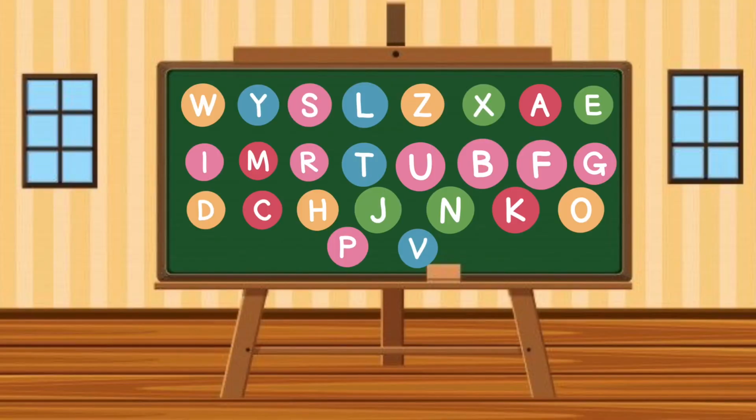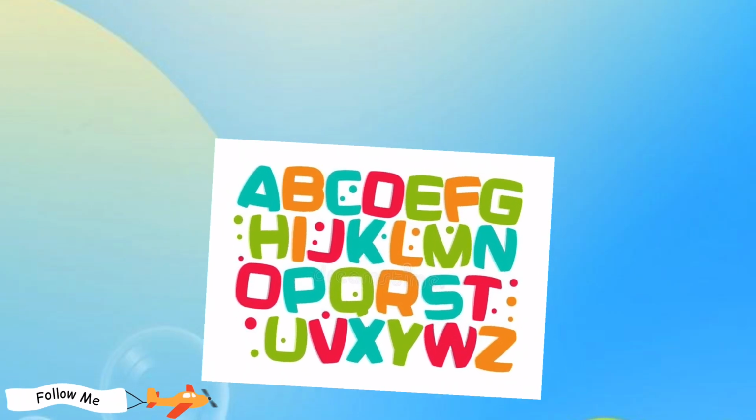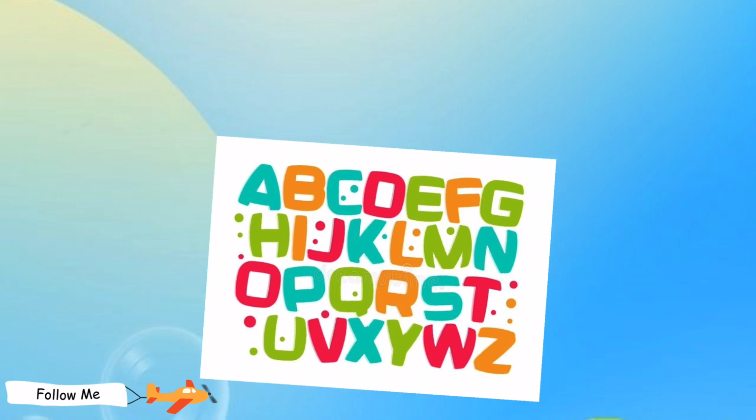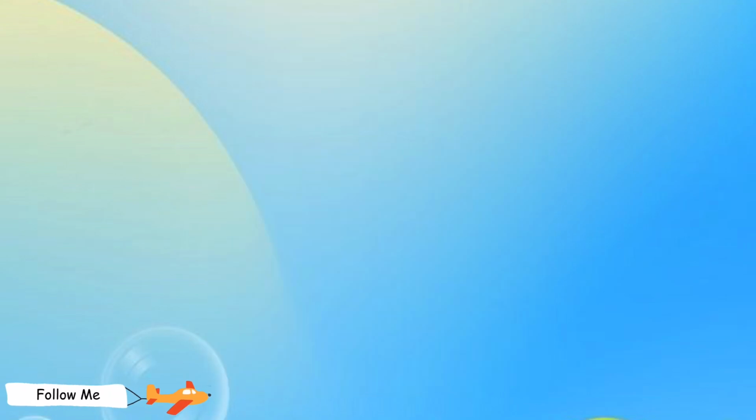Have you ever wondered why do we say ABCD like that and not like this or any other order? Because this is the order of the English alphabet. All the 26 letters in English alphabet are arranged in this particular order, and this is known as alphabetical order.